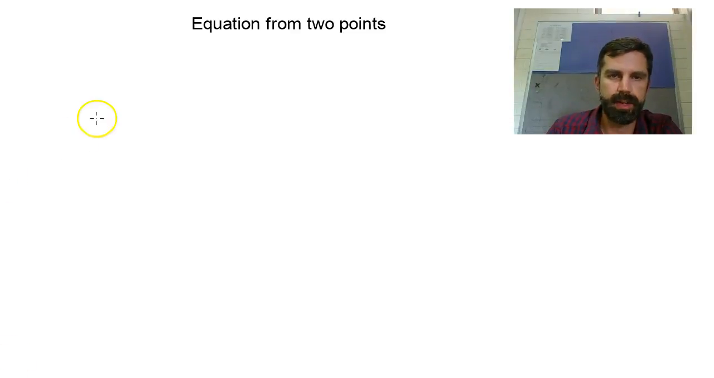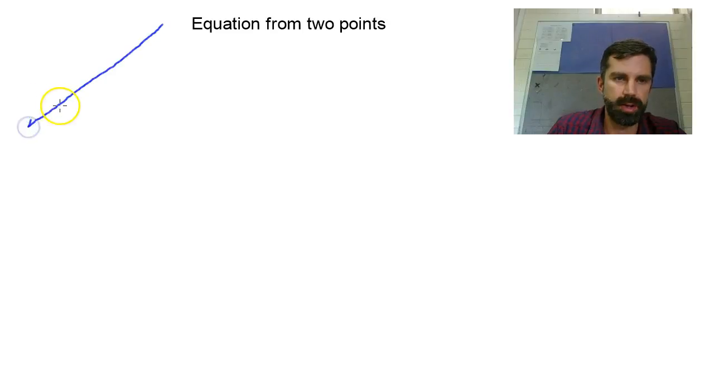Okay, so in our last video, we looked at what to do if you've got the slope of a line and a point on the line and how to get the equation. What we're going to do now is look at the case where you've got 2 points on the line, but you don't know the slope yet. You only know what the 2 points are. So let's say here's our line, here's our 2 points.